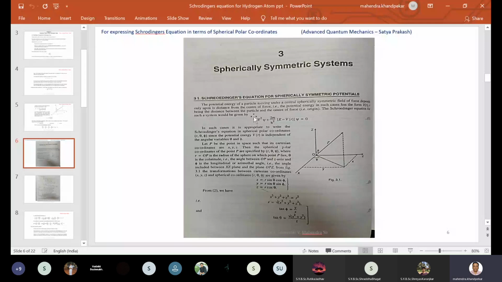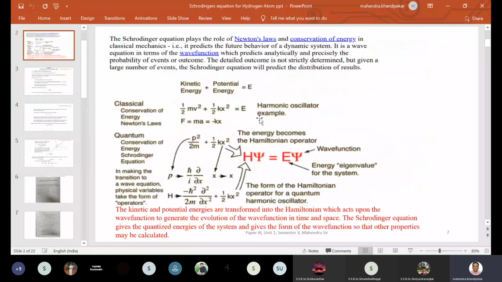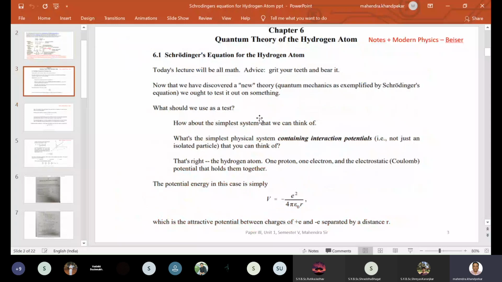But this has come from which? H psi is equal to E psi. So very easy to come to this point. Now let us go back and let me tell you what is happening. So we were here, and next we go to how we go about Schrodinger's equation for hydrogen atom.